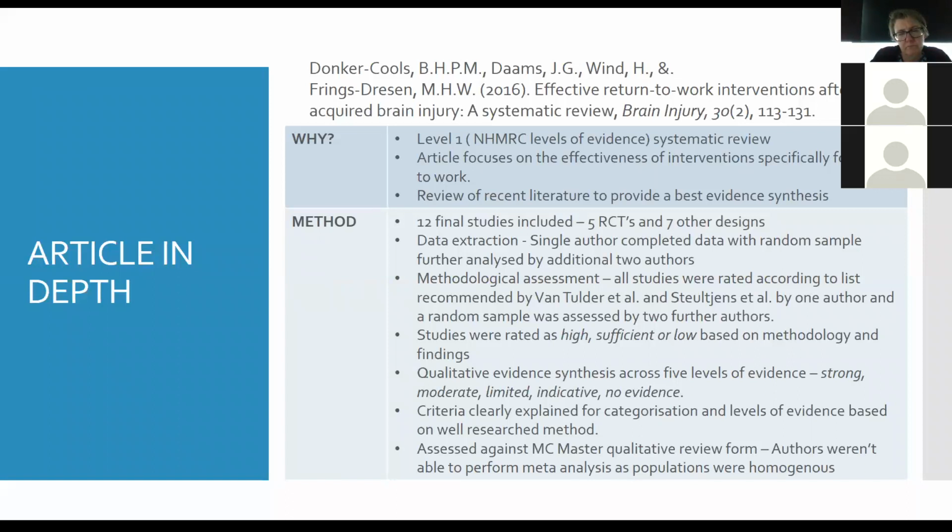Then they used a list by Van Tulder to quantify the methodologies of their chosen studies, and they rated them as either high, sufficient or low based on their methodology and findings. From there, they did an evidence synthesis across 5 levels of evidence, based on how many articles they had, and they list all this out in the article. So their methodology is quite strong in that it's transparent. They said, is it strong, moderate, limited, indicative, or is there no evidence for that type of intervention? The criteria was clearly explained.